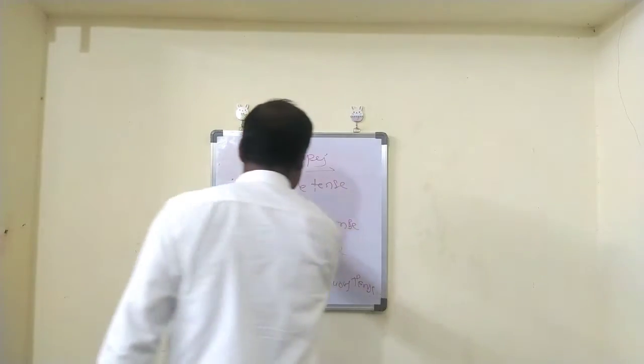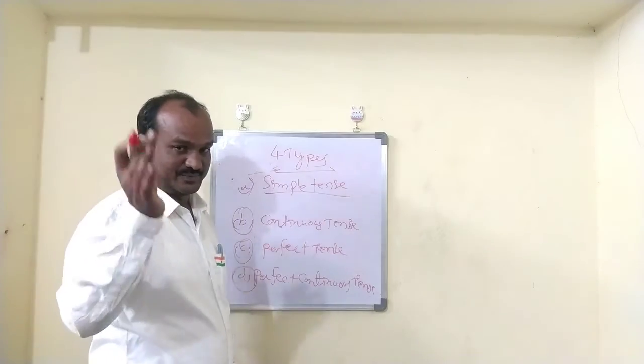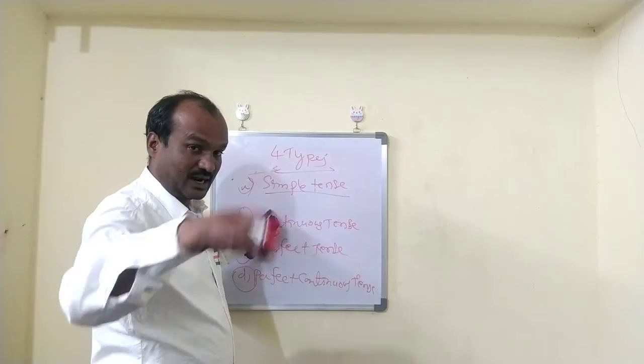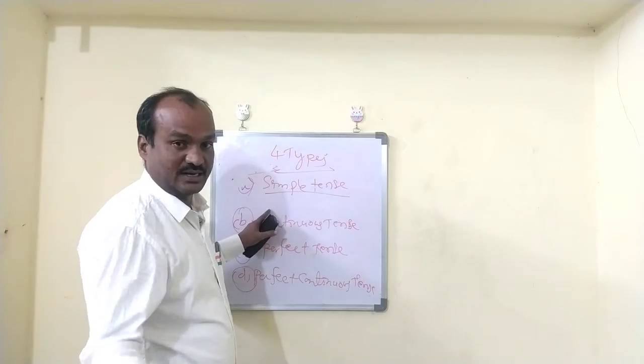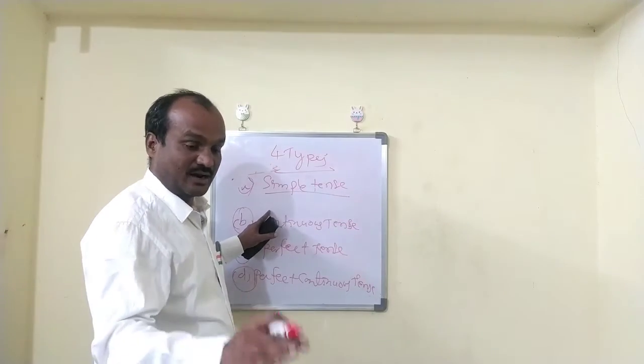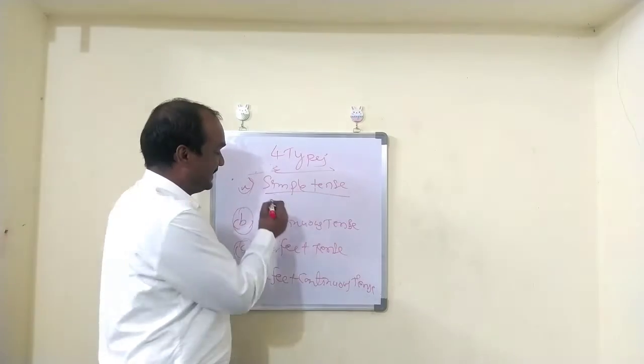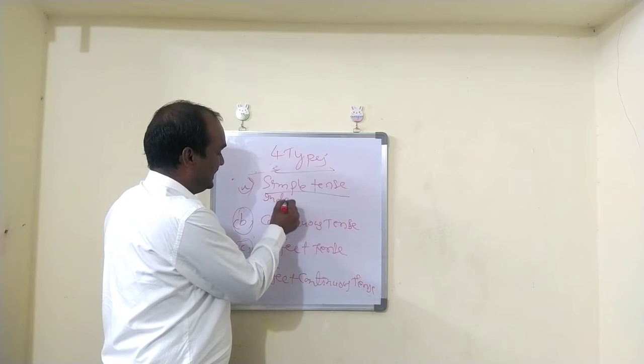So what are the other names of these tenses? Basically we need to keep in mind these four types only. They are also called by other names, right? So what is simple present tense called by other names? Simple tense is otherwise called indefinite tense.